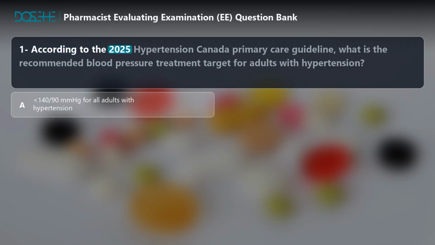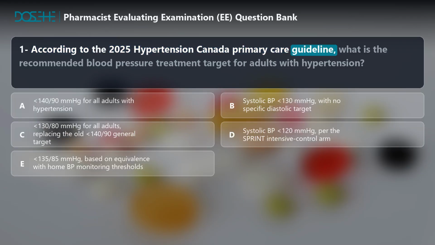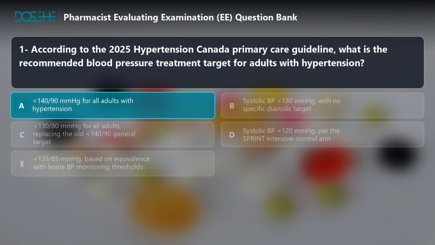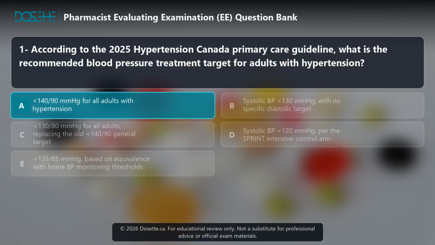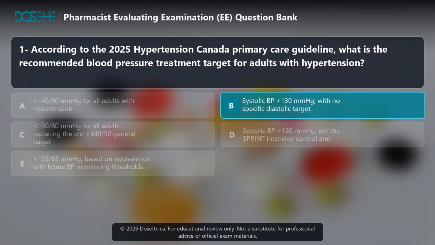According to the 2025 Hypertension Canada Primary Care Guideline, what is the recommended blood pressure treatment target for adults with hypertension? Option A, 140/90 mmHg for all adults with hypertension. Option B, systolic BP, 130 mmHg with no specific diastolic target.